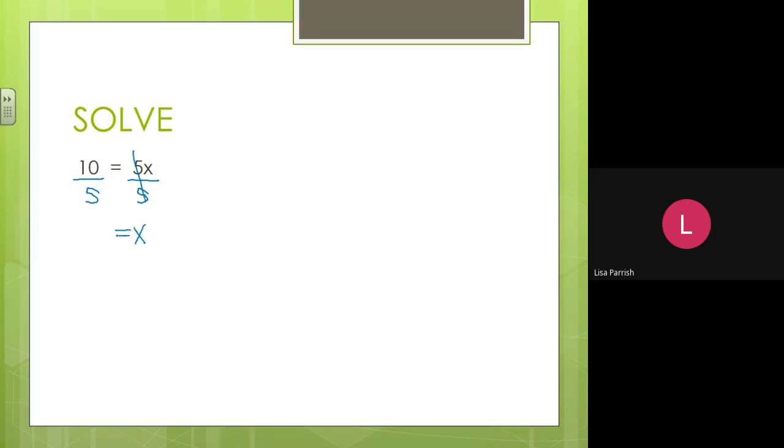Again, we're going to check ourselves by plugging 2 in for x into the original equation. So plug the 2 in up there. So 5 times 2, it's supposed to equal 10. Let's see, what is 5 times 2? 5 times 2 is 10, so that works out.